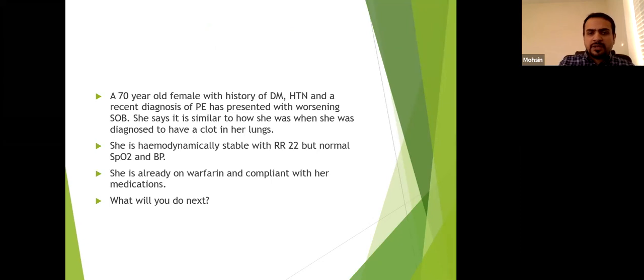Finally, another scenario I want to discuss with you guys. A 70-year-old female with a history of diabetes, hypertension, and a recent diagnosis of PE. Now she's coming back again with worsening shortness of breath, and it's similar to what she had when she was having a clot in her lungs. She is stable hemodynamically with mild tachypnea of 22, but normal sats and blood pressure. And she is already on warfarin and compliant with her medications. What will you do next?